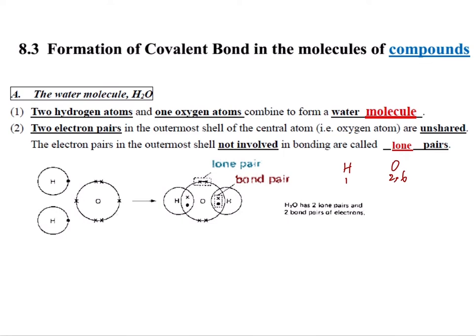Then firstly, we need to work out the formula of the compound. So H and then O. Firstly, you put the number of electrons that is required for each atom to attain octet on top of the element. So for H, 1 electron is needed. And for oxygen, because the outermost shell already has 6 electrons, it needs 2 more electrons to become octet. So 2 here, then you cross, then it will be H2O.